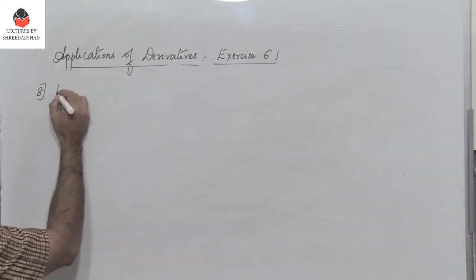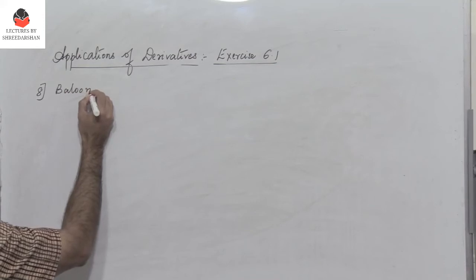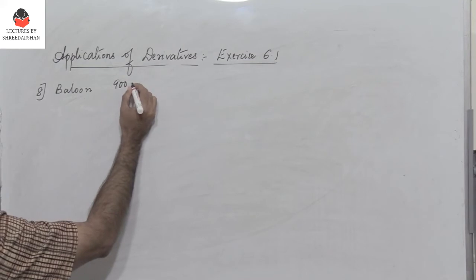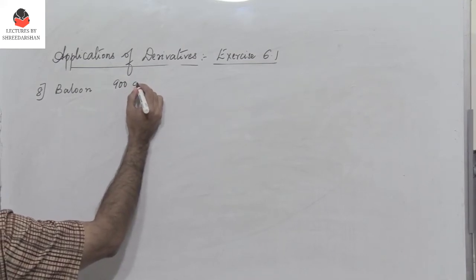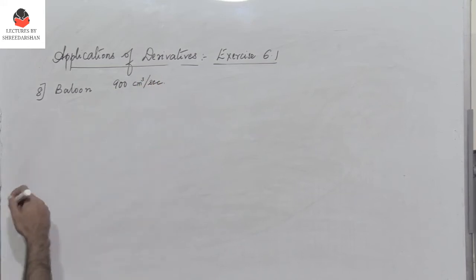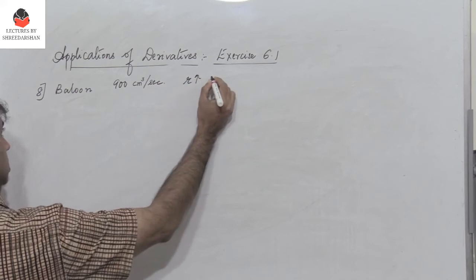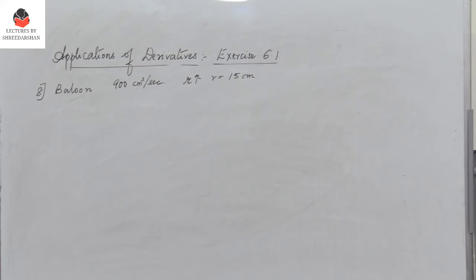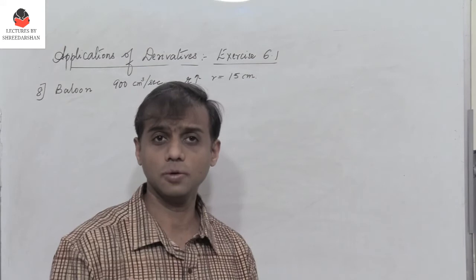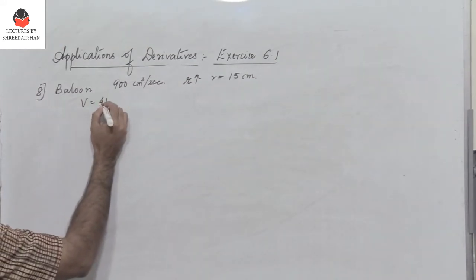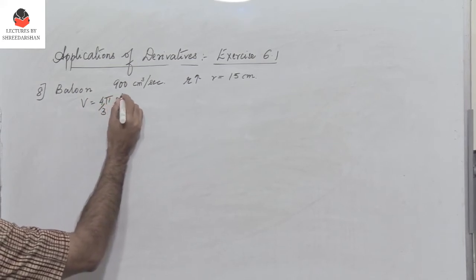Problem 8: a balloon which is spherical is being inflated by pumping in 900 cubic centimeter of gas per second. Find the rate at which the radius is increasing when r equals 15 centimeters. So again a very simple problem. Here you have a balloon which is spherical, which is being inflated. We know that the volume of a sphere is 4/3 πr cubed.